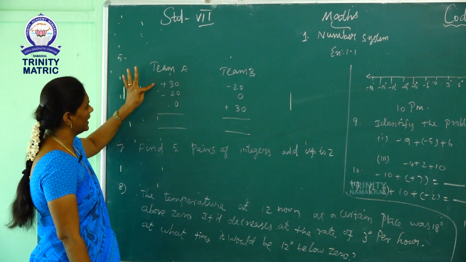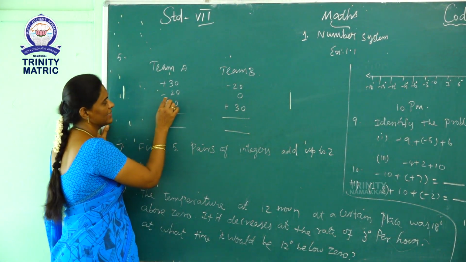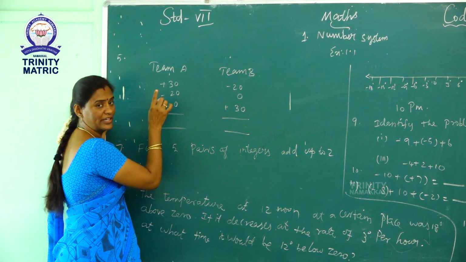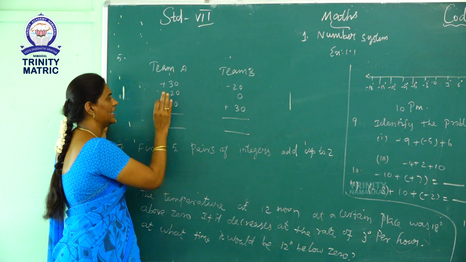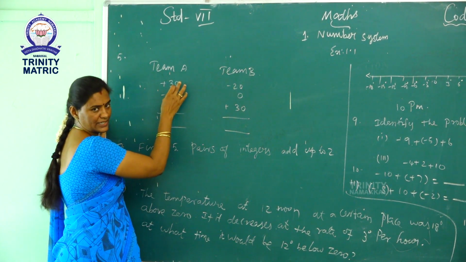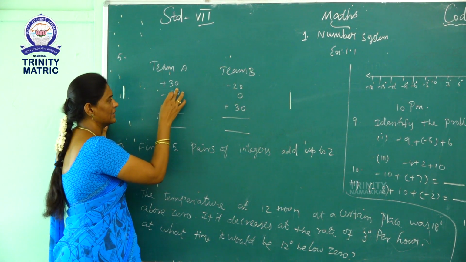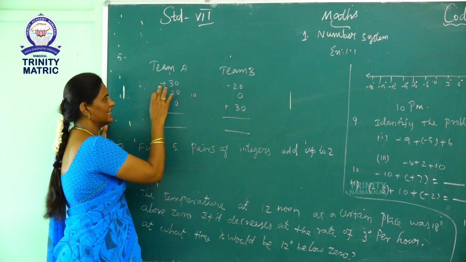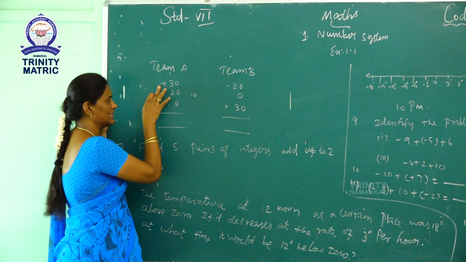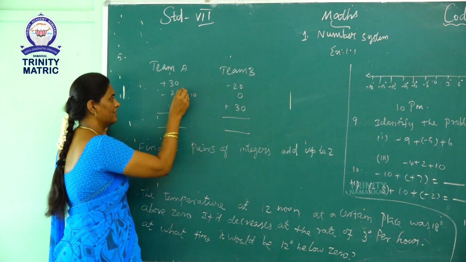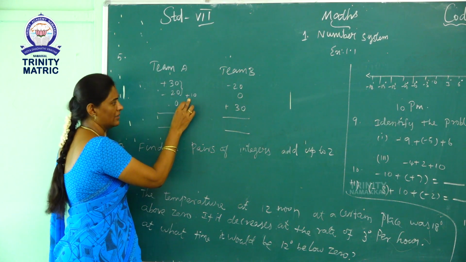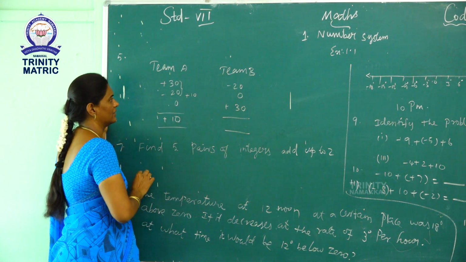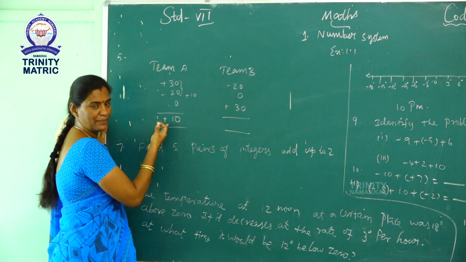The score of team A is plus 30, minus 20 and 0. Here the signs are different, so we find the difference between these integers. The difference between 30 and 20 is 10. The greater integer is 30, and in front of 30 we have a plus sign, so the difference is plus 10. Then plus 10 plus 0, again we get the same, plus 10. The score of team A is plus 10.